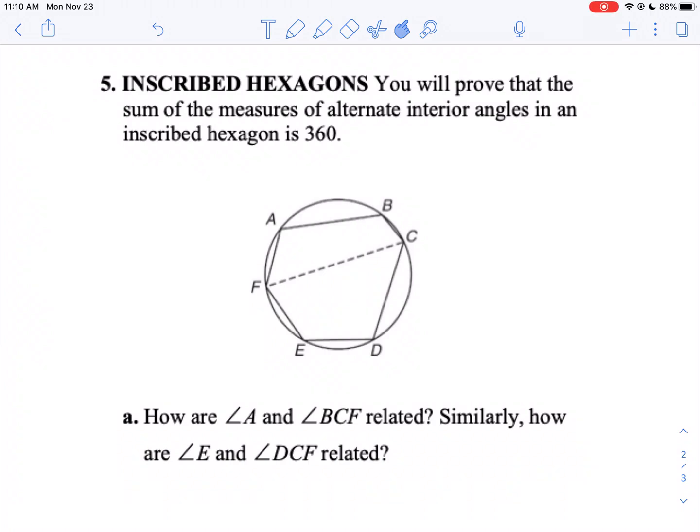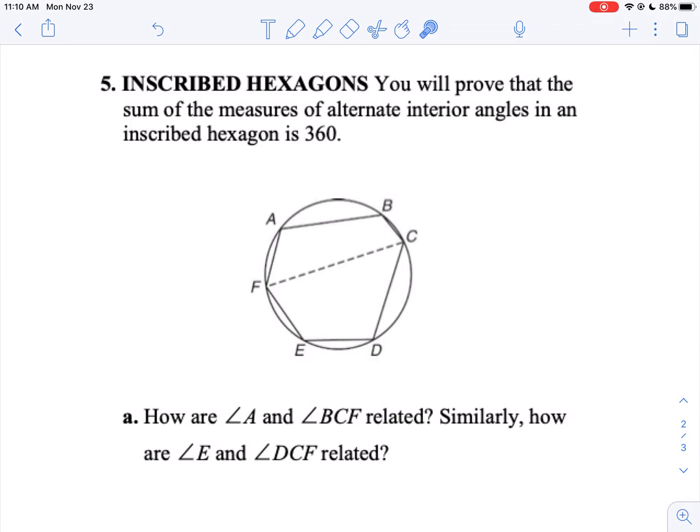On MT9 LT4 problem 5, we have this inscribed hexagon. We're going to prove that the sum of the measures of the alternate interior angles in an inscribed hexagon is 360 degrees. First question, how are angle A and angle BCF related?